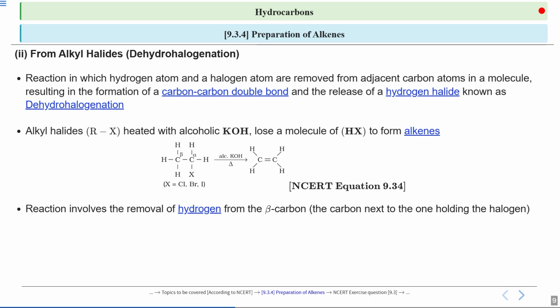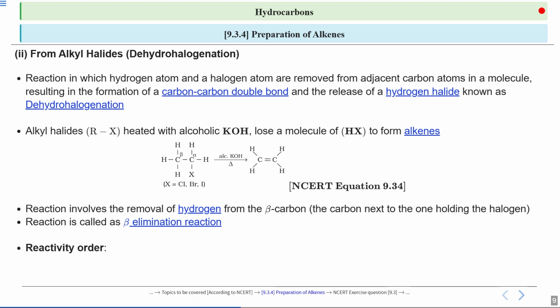Now the reaction involves the removal of hydrogen from the beta carbon. Now what is the beta carbon here? It is the carbon which is just next to the carbon containing halogen. So the halogen-containing carbon is named alpha and the next adjacent carbon is named beta. Now the reaction involves the removal of hydrogen from the beta position, the carbon next to the one holding the halogen. Therefore, it is also named a beta elimination reaction. Remember, it's a very important term here. We can also call it a beta elimination reaction because the hydrogen is removed from that carbon which is adjacent to the carbon containing halogen.